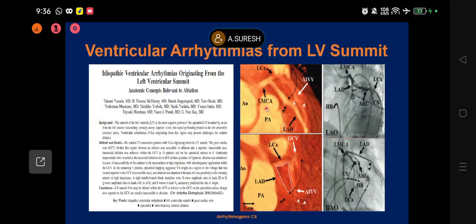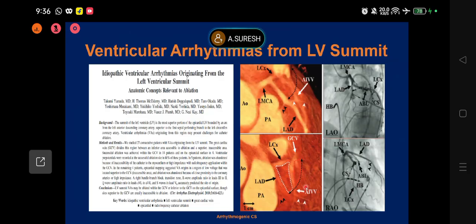What do we mean by LV summit? There's the LMCA, the LCX, the LAD, and this area is the LV summit. It is traversed by the great cardiac vein, which is the extension of the coronary sinus. It divides into two areas, the inaccessible area and the accessible area. The inaccessible area is one where, because of the fat and everything, we cannot access any arrhythmia coming from here.